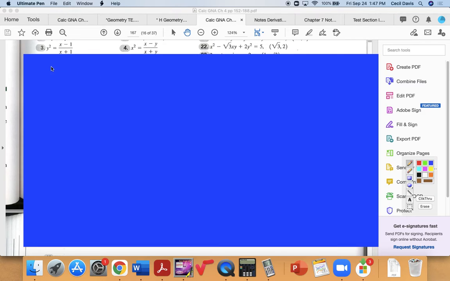So when we start taking the derivative, we're going to have 2x minus the square root of 3. Did you leave this negative square root of 3 out in front? Or how did you handle the fact that it was negative square root of 3 xy? Because there's a couple of different ways you can do that.